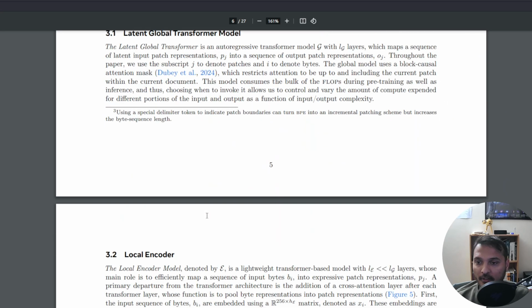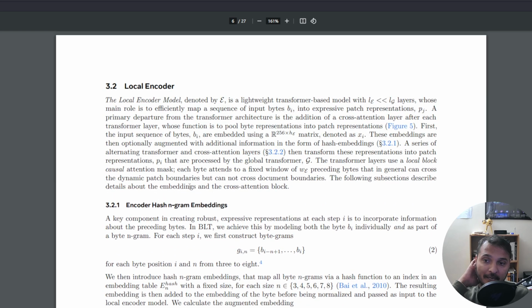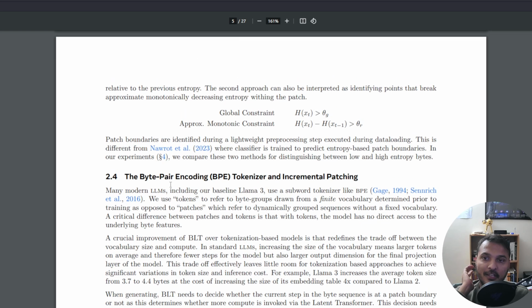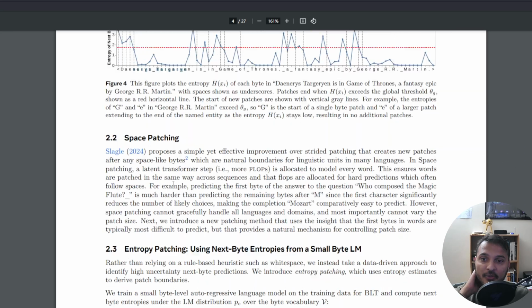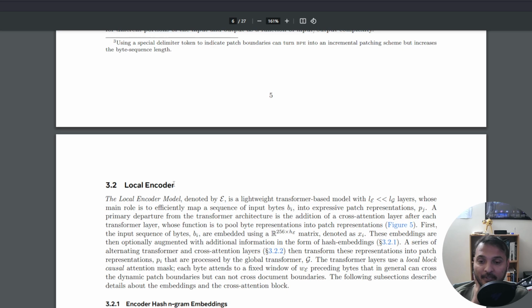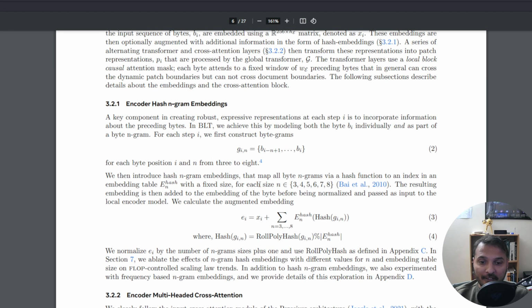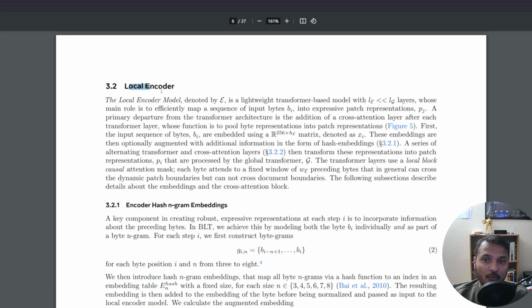Okay, so now if you have patches, before we even apply the transformer, we need to convert the patch and the byte representation into some kind of embedding. The way you generate an embedding is, basically you have a 256 times hidden-dimension matrix, just like your standard embedding layer, where to every byte you assign an embedding vector.